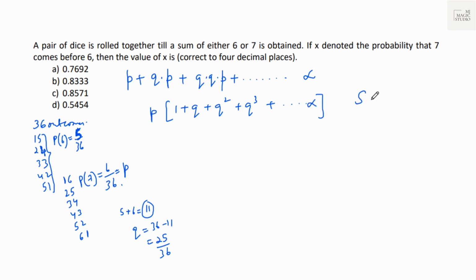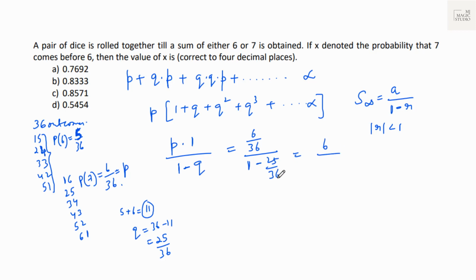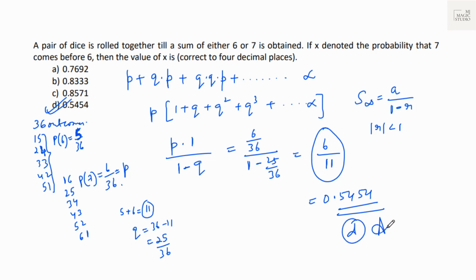This is an infinite GP series. Summation of an infinite GP series is given by A upon 1 minus R, given that mod R is less than 1. R in this case is Q, which is less than 1, and A is 1. So it is P into 1 divided by 1 minus Q. Now you can very easily put in the values. P is 6 by 36 upon 1 minus 25 by 36. That gives you 6 by 36 minus 25, which is 11. So 6 by 11, 6 into 9, 54, 0.54545454. Option D is the pick.